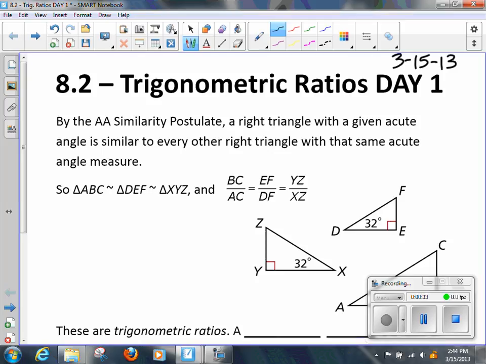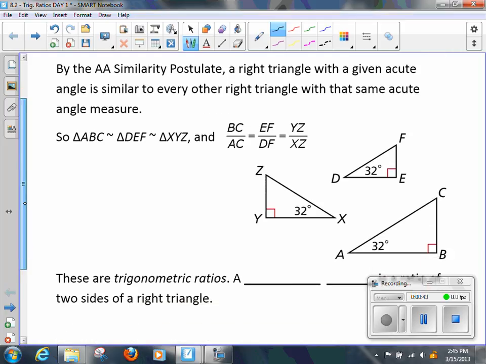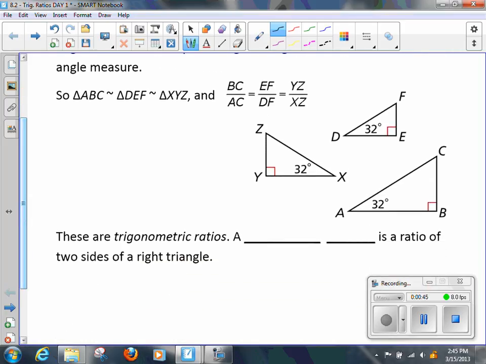Here we go. Trig ratios. Now the angle-angle similarity postulate, you end up having right triangles that are similar to one another, okay? Now, because they are similar, we're able to set up these ratios based upon these sides of the right triangles. These are trigonometric ratios. A trig ratio, because that's what we're going to call them, is a ratio of two sides of a right triangle.